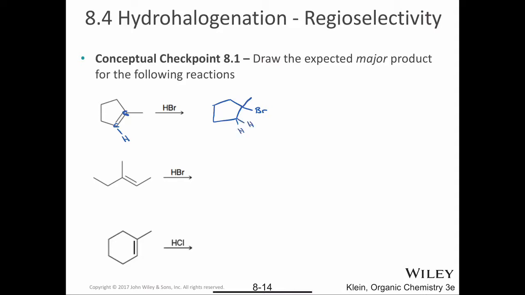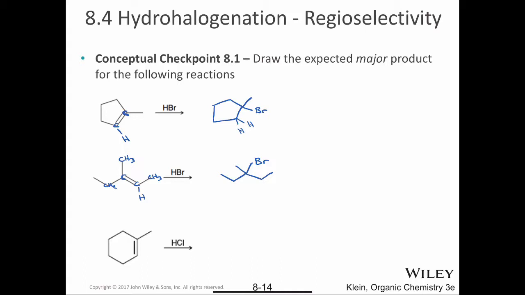Normally I wouldn't draw those in, but those are just for instructional purposes only. The same thing applies with this one. If I look at this carbon, there are no hydrogens directly attached to it. There's a methyl, there's a methylene here. But if I look at this carbon, yes, there's a methyl group, but there's also a proton. So again, we're going to follow the rich get richer rule, and my bromine atom will be attached here.